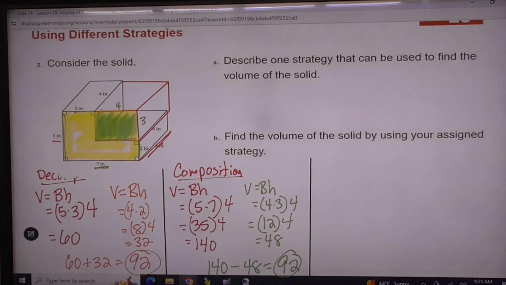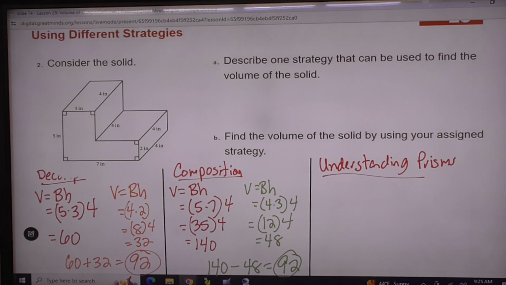So, we did decomposition, we did composition. The only other method that we have doesn't really have a name. It's just called understanding a prism. So, if I have a real true understanding of prisms, I can do this problem without decomposing or composing it.